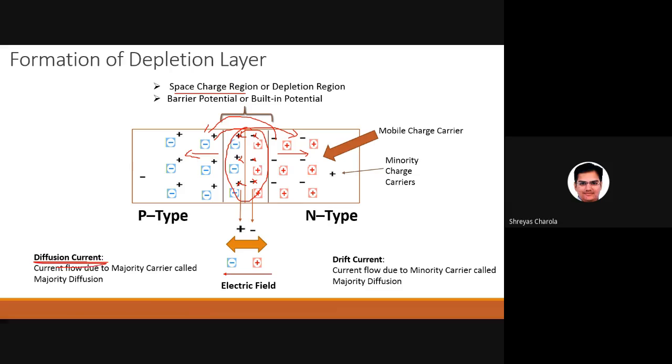And that diffusion current takes place due to the majority charge carriers. Because these electrons combine with the holes, then and only then the current flows. And the current flows, and that current we call a diffusion current.